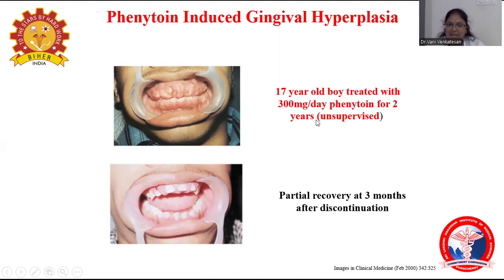Here is a patient who was treated with 300 milligrams of phenytoin for 2 years, and after this, phenytoin therapy was stopped and he was given sodium valproate and the patient recovered. After 3 months, you can see a partial recovery of the gums. So when the patient develops gingival hyperplasia, we are supposed to stop the therapy, give an alternate drug regimen, and monitor the patient regularly.